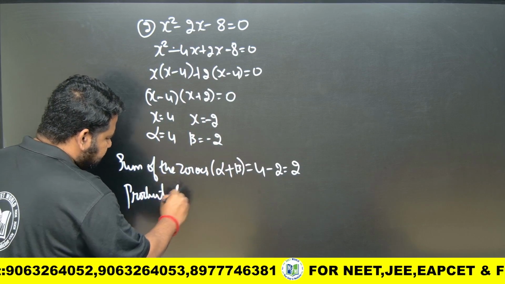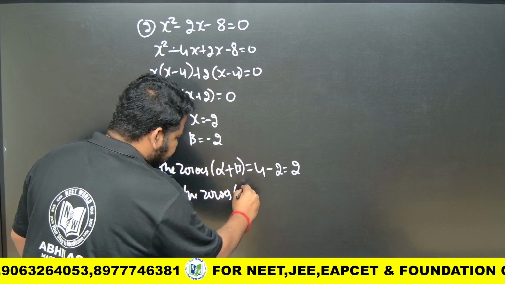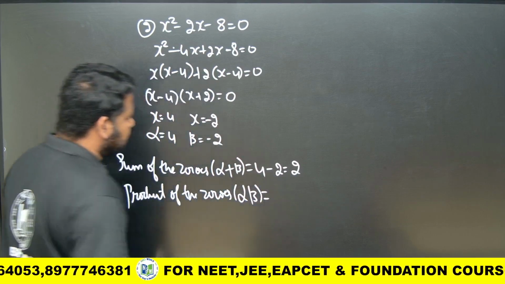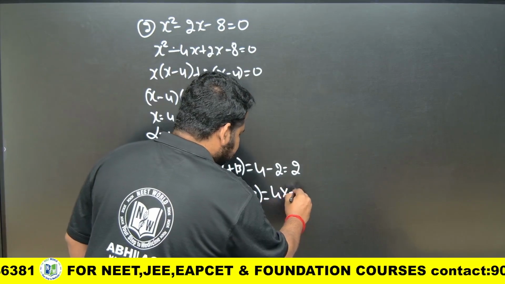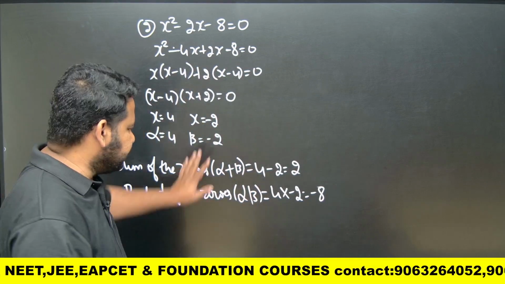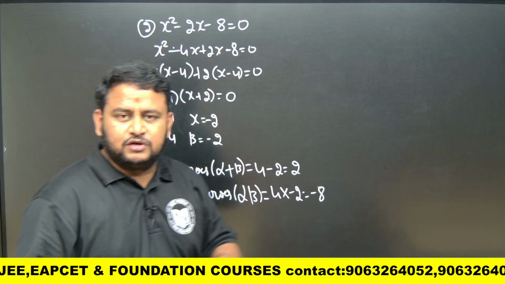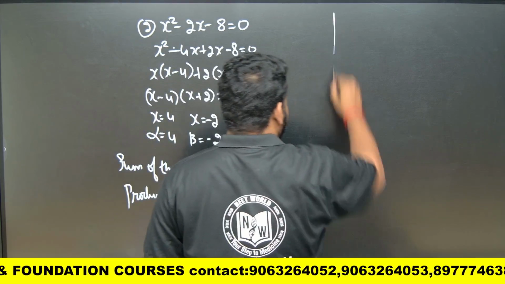Next, product of the zeros, friends. That is alpha into beta, that is 4 into minus 2, which is minus 8. So we got it using the direct method. Now what should we do? Verification using the formula method. Got it? Using the formula method.